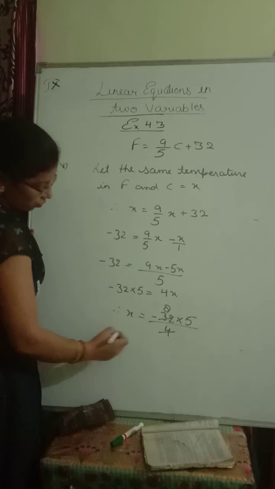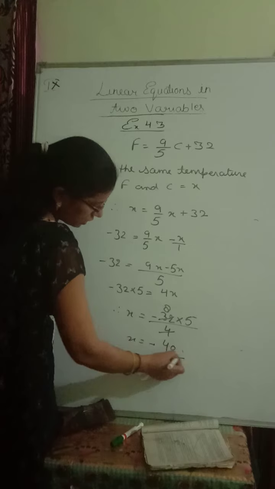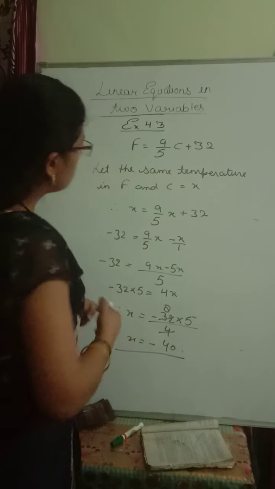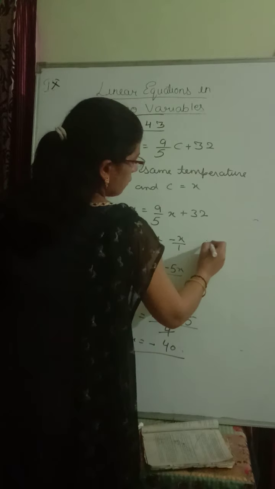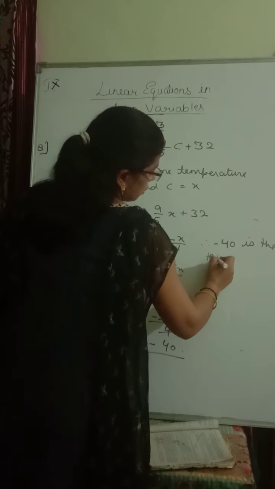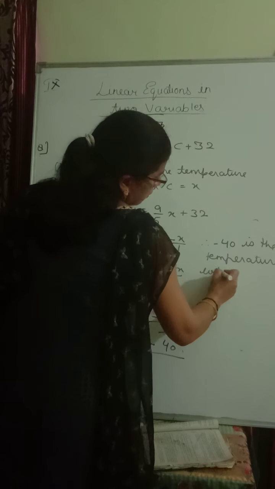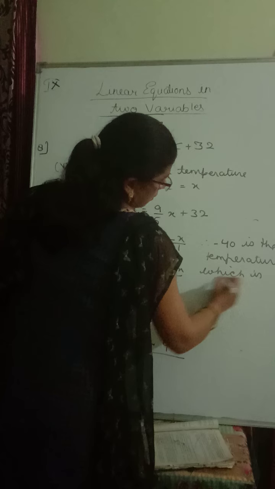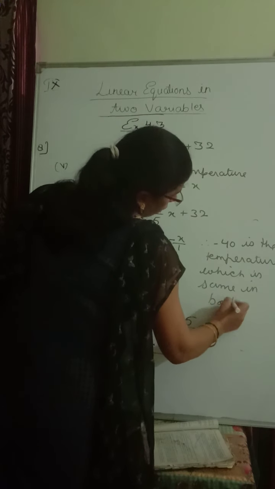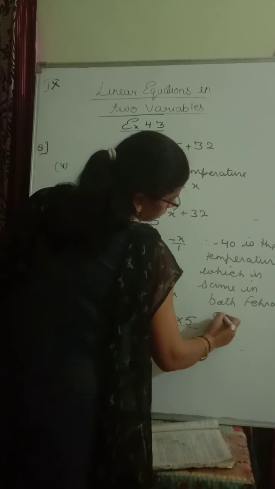4 eights are 32. So x = −, 5 eights are 40. So −40 is the temperature which is the same in both Fahrenheit and Celsius. So we'll write, therefore, −40 is the temperature which is the same in both Fahrenheit and Celsius.